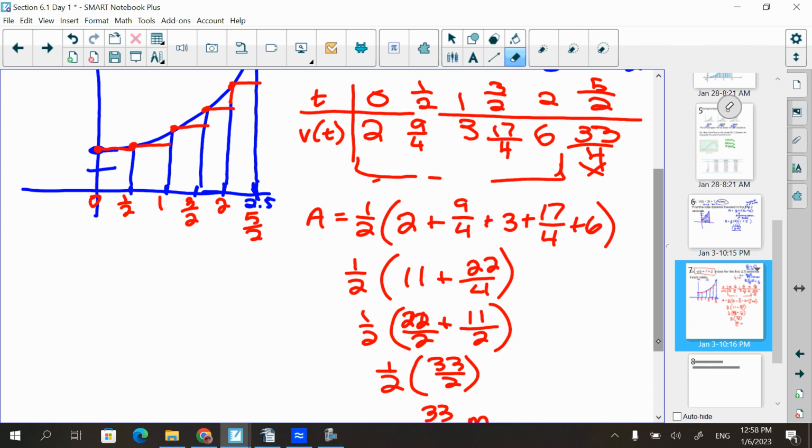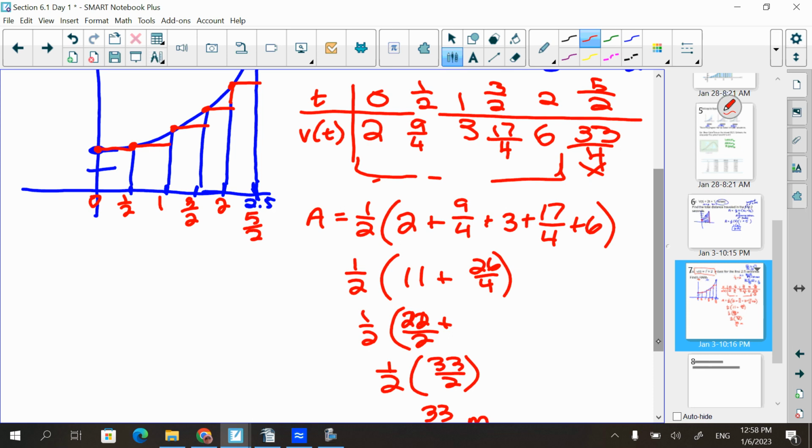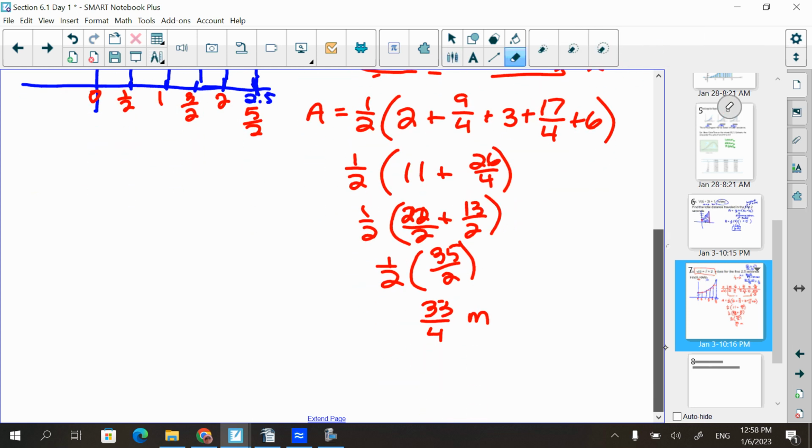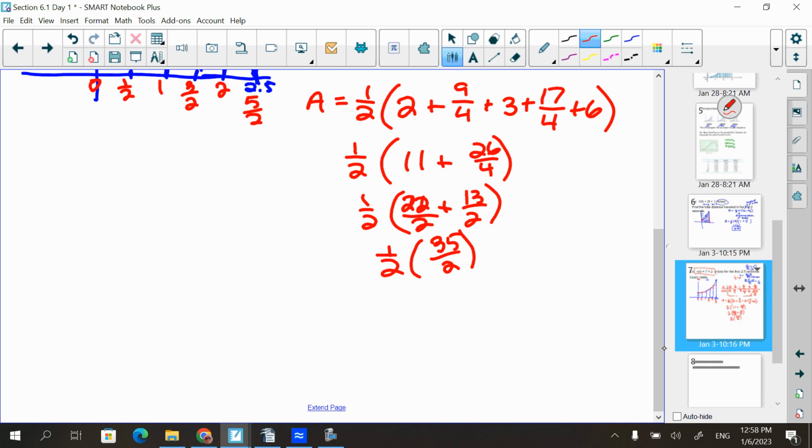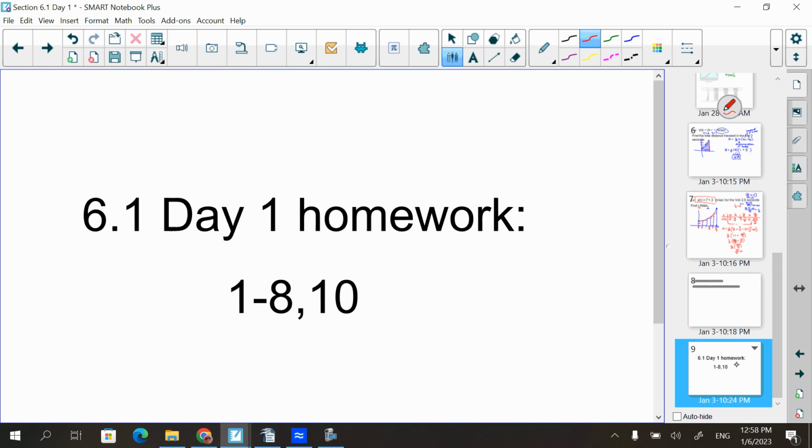That's 26/4, which is 13/2, which is 35/2, which is 35/4. What's for homework? 1 through 8 and number 10. There you have it.